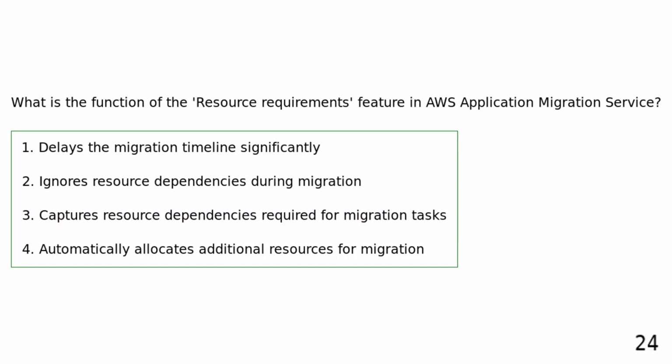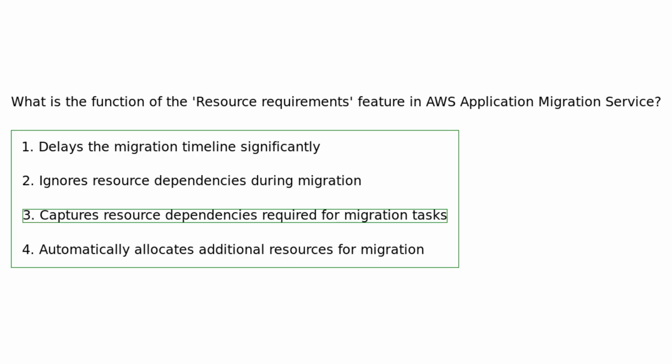What is the function of the Resource Requirements feature in AWS Application Migration Service? Delays the migration timeline significantly. Ignores resource dependencies during migration. Captures resource dependencies required for migration tasks. Automatically allocates additional resources for migration.